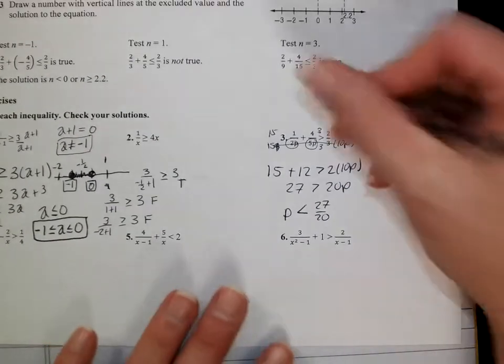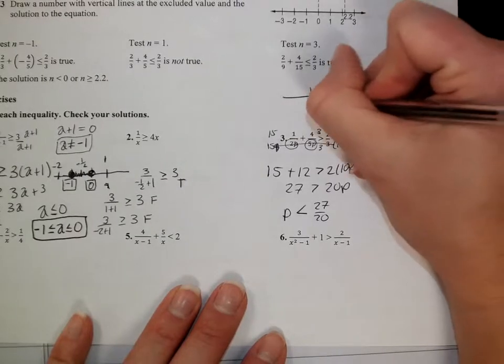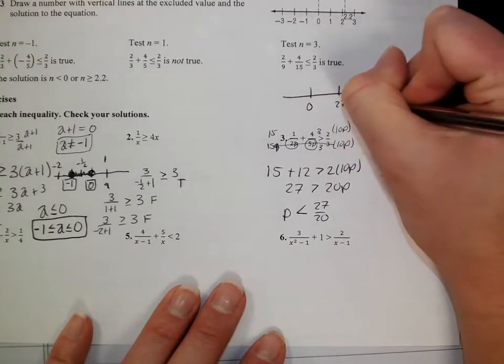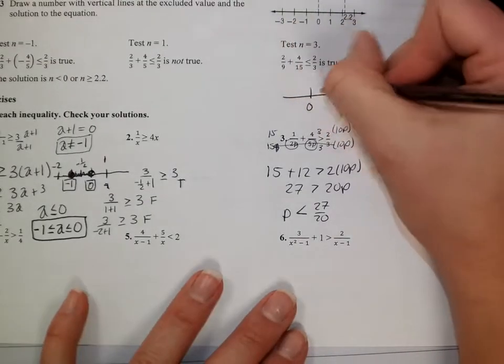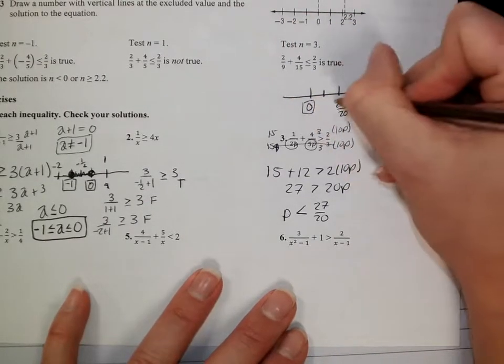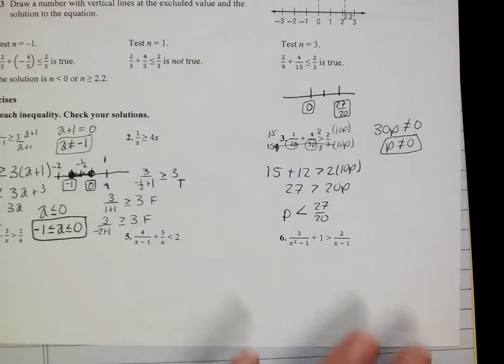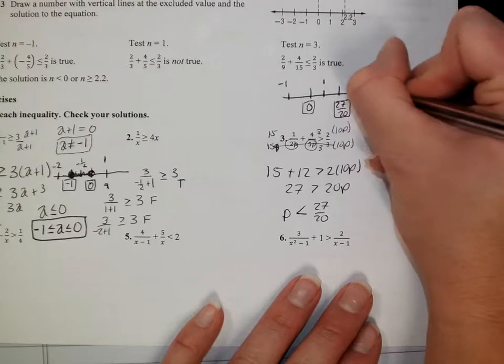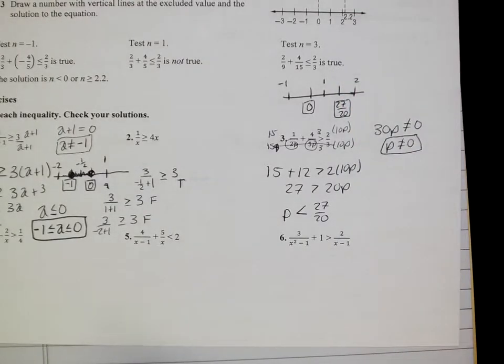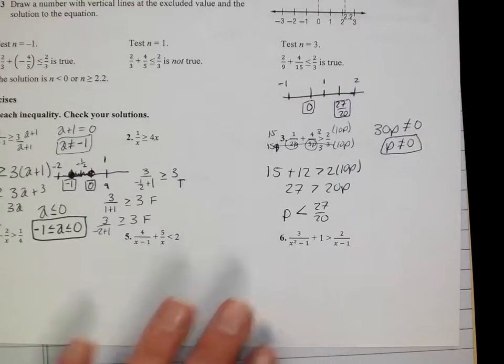So I'm going to come up here this time to do it. So here's 0. 27 over 20 is like 1 point something. So a good number to pick in between, I like to box these just so I know those are my real numbers and I'm checking these other ones. Let's do 1, let's do -1, and let's do 2. Those are nice and easy. So again, let's plug each one of them into your equation.